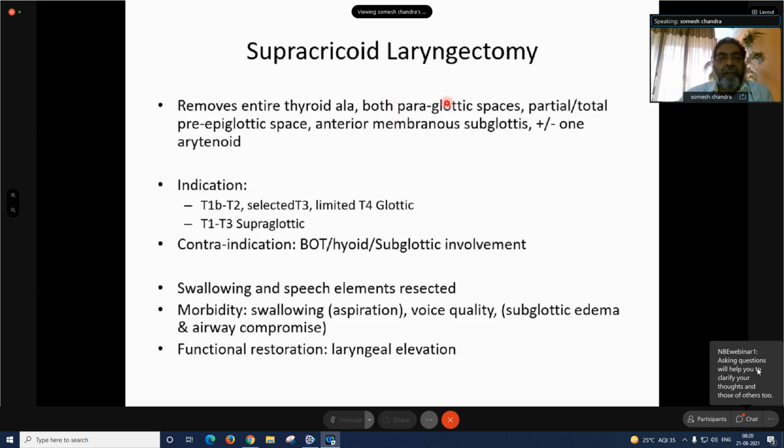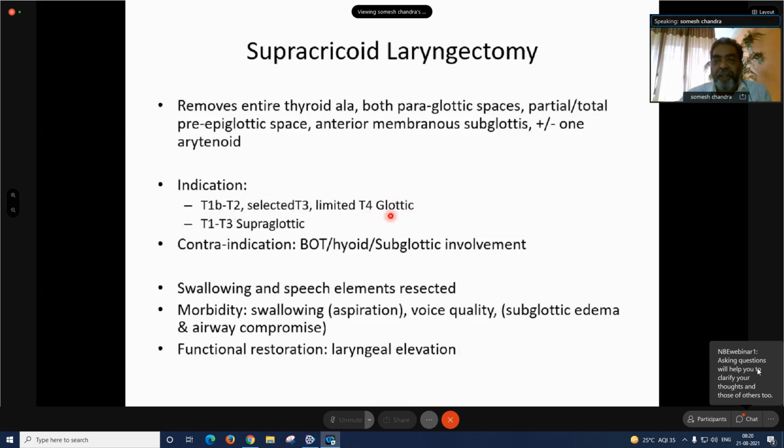So supracricoid laryngectomy, we saw, removes the entire thyroid cartilage, both paraglottic spaces and partial or total pre-epiglottic space, anterior membranous subglottis, and one arytenoid, if need be. Ideally, both should be preserved. Indication is T1B to T2 glottis, and selected T3 glottis, which we discussed because the pyriform lies at the posterior margin of the paraglottic space, and limited T4 glottic. Limited T4 means the external perichondrium of the thyroid cartilage is not breached.